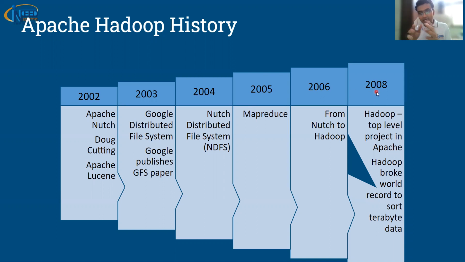After that, in 2008, it became a top level project in Apache because it was transferred from Yahoo to Apache. It started under Yahoo with a team, and it was transferred to Apache, and it broke the world record for sorting terabytes of data. So this is the magnificent history of Hadoop, which I have told you in very short.